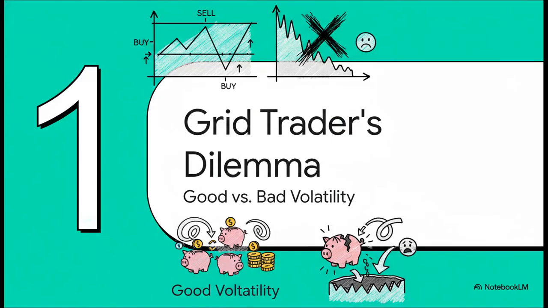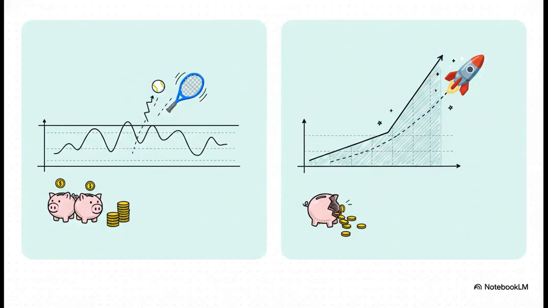If you're running a neutral grid bot, you actually love volatility. Your bot makes money by buying low and selling high as the price bounces around inside a range you set. But not all volatility is created equal. There's a huge difference between the good, profitable kind and the kind that can completely wipe you out. And this slide lays it out perfectly.